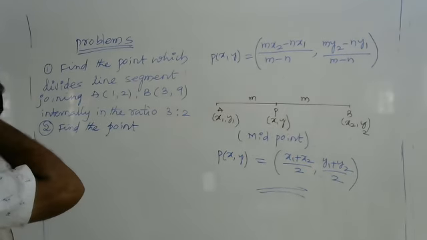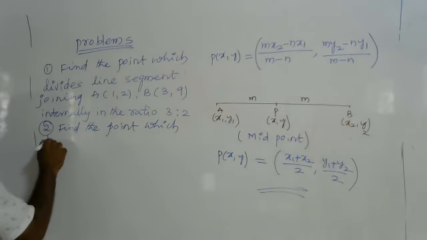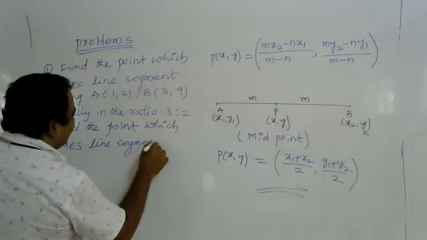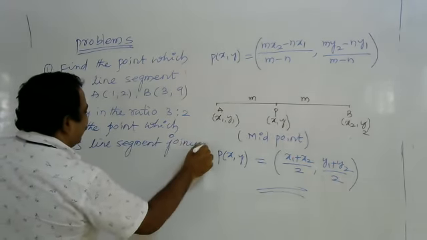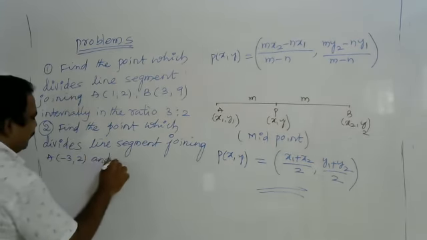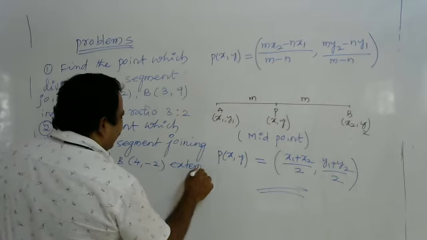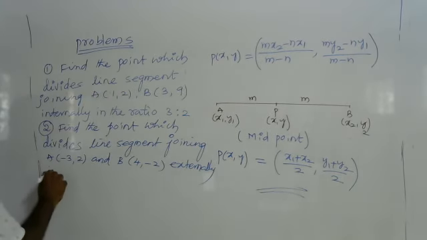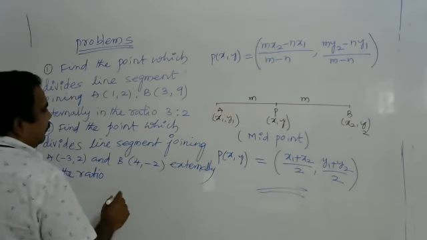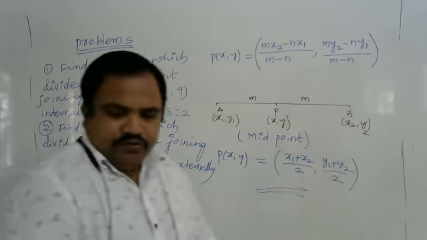If anyone did fast. Find the point which divides the line segment joining A of minus 3 comma 2 and B of 4 comma minus 2, externally in the ratio 1 is to 2.